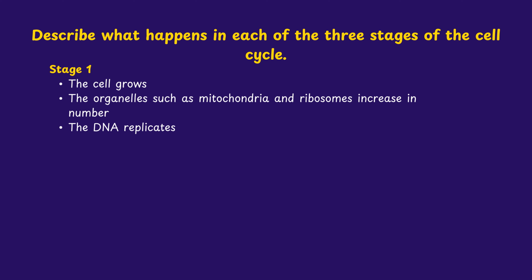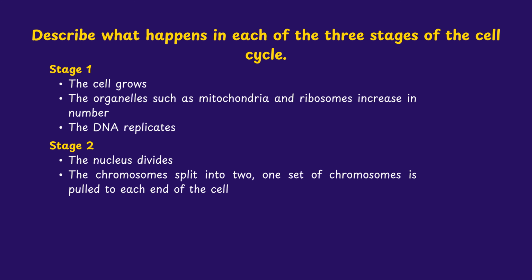So stage 1, the cell grows. The organelles such as mitochondria and ribosomes increase in number. The DNA replicates. Stage 2, the nucleus divides. The chromosomes split into two. One set of the chromosomes is pulled to each end of the cell. And stage 3, the cell membrane and cytoplasm divide.